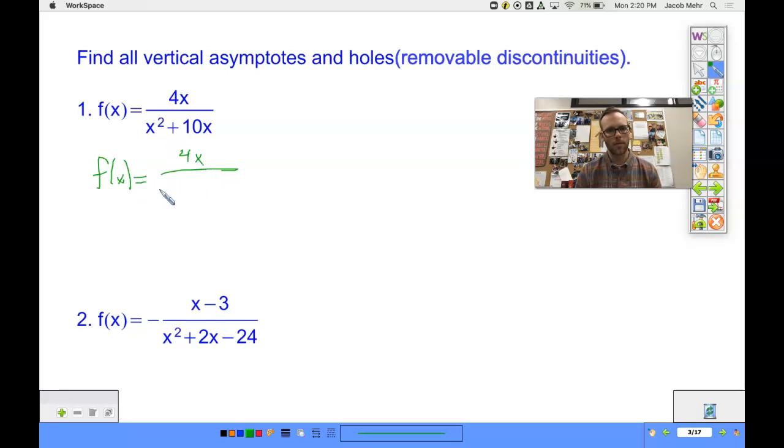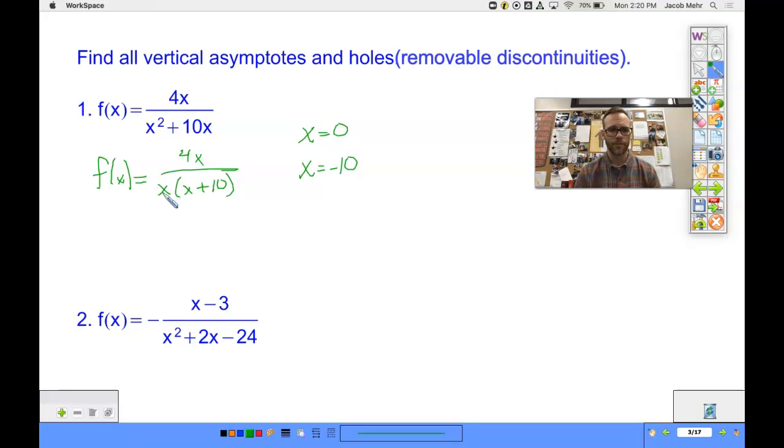The numerator does not need to be factored, but we can factor an x out of the denominator. So what values make the denominator 0? 0 and -10. Now we need to determine which are vertical asymptotes and which are holes.